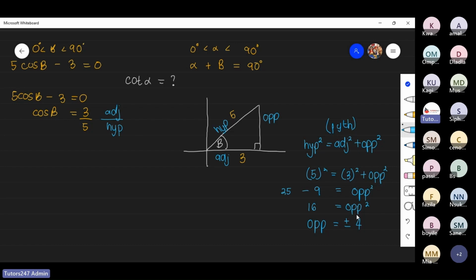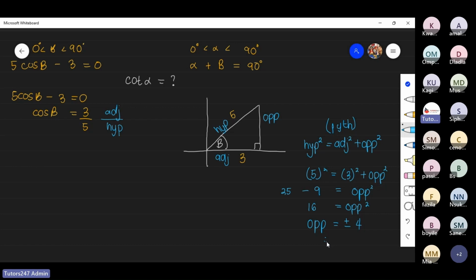You have to use the correct sign. You can't just choose any sign. If you're on the positive x side, use the positive x value. If you're on the negative x side, use the negative x value, okay? So we are going to take positive because our opposite is in the positive y area.